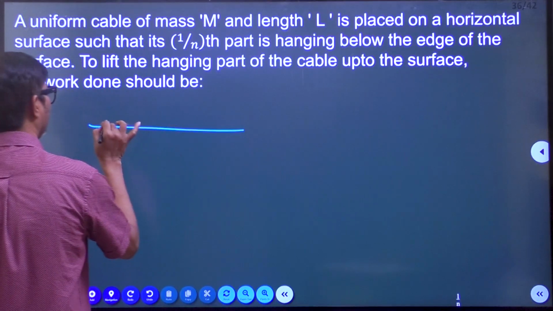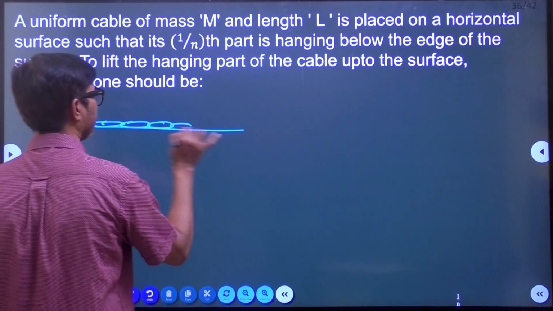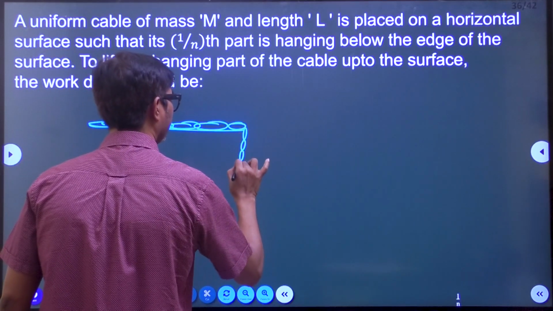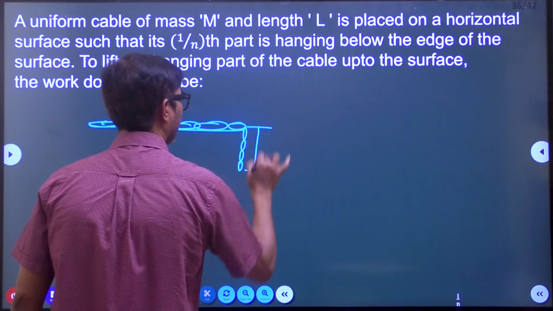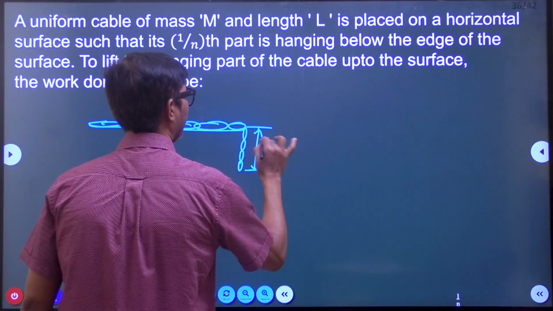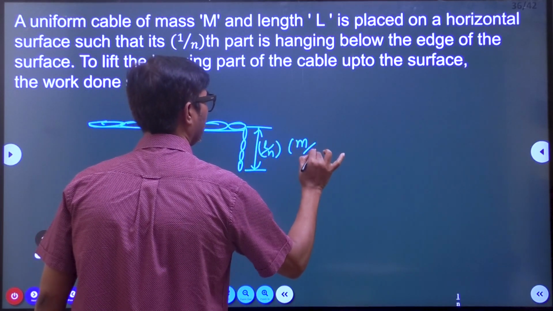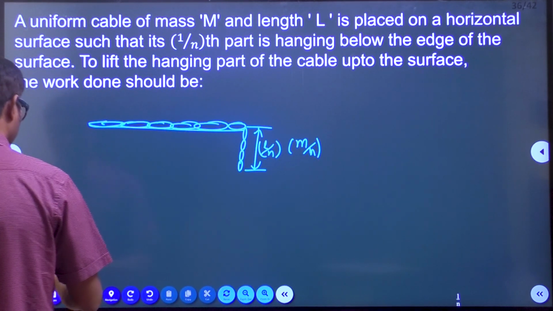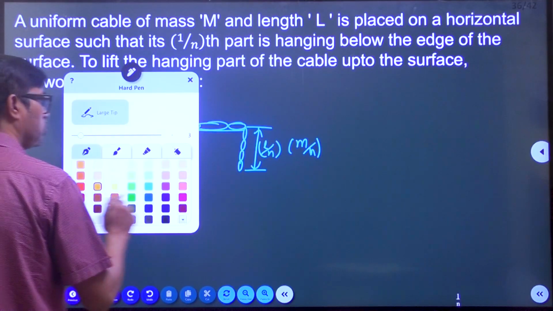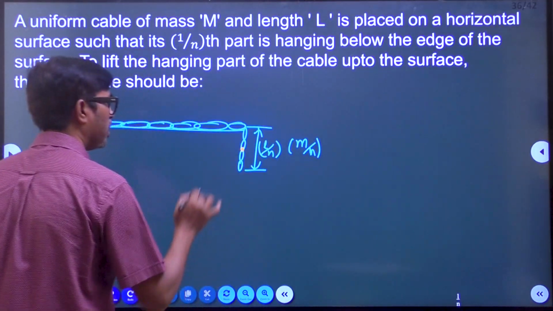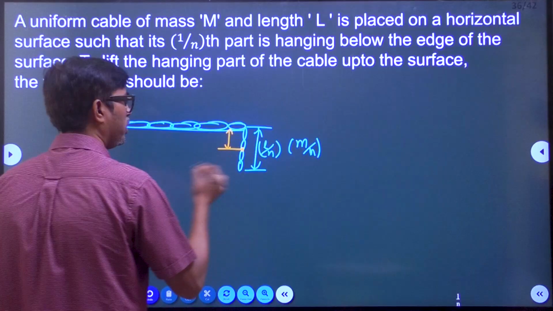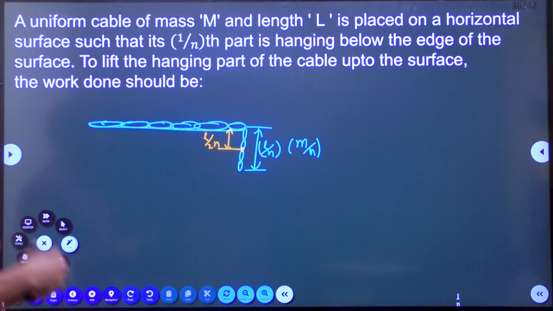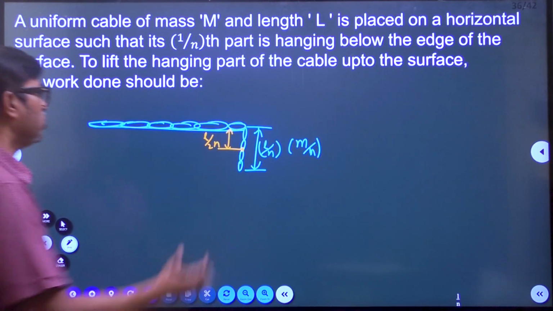Let's say you have a cable or chain, whatever it is, and the hanging part is 1/nth. So that means L/n part is hanging. The mass of it also would be m/n only. Correct, no? Because mass is proportional to length. And where is its center of mass located? If I take some other color to indicate the center of mass of this hanging part, that would be the midpoint, no? So L/n/2, that is L/2n.